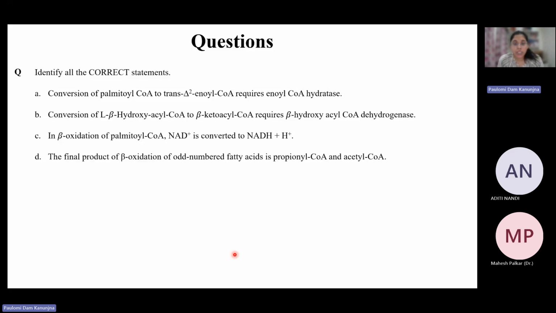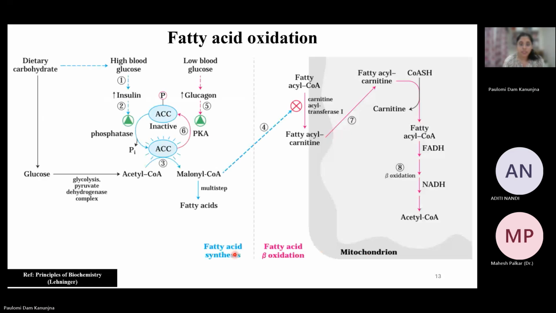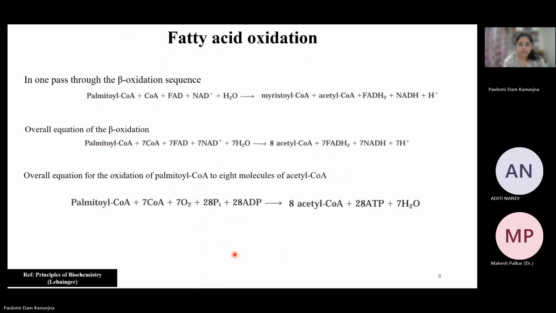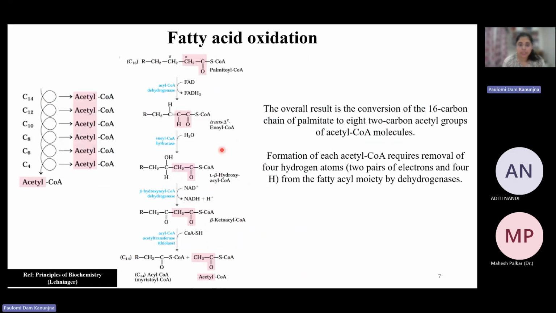So in this, we are talking about the different steps that we have just discussed about beta oxidation. A and C. Okay. So we're talking about correct statements. And the first one is the only incorrect statement. We'll see why. The first one says conversion of palmitoyl coenzyme A to trans delta 2 enoyl coenzyme A requires hydratase. So if I go back here, you remember this is what they are talking about. So the enzyme here is dehydrogenase.